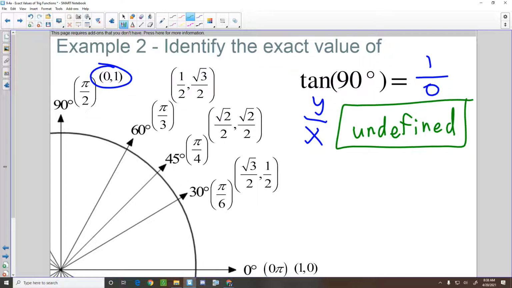This is similar to a no solution thing, but because this isn't an equation with an x in it, we're not solving for x, we wouldn't say no solution. It's not that there's no solution to the equation. Instead, I'm asking you, what is the tangent of 90 degrees? And you're just telling me, oh, the tangent of 90 is undefined. There is no tangent of 90 degrees. So that's where we would write that.